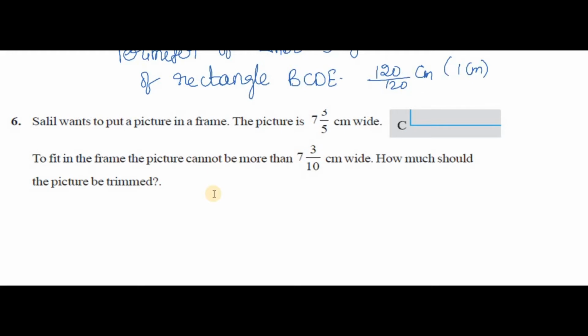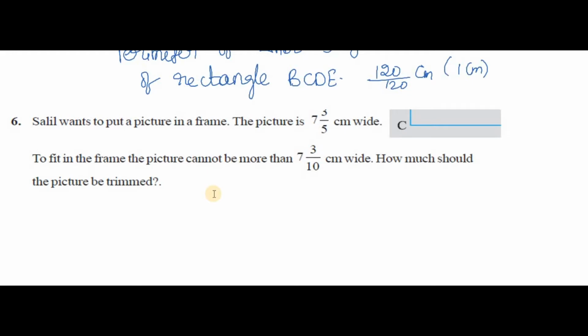We'll read it. Salim wants to put a picture in a frame. The picture is 7 3/5 centimeters wide. To fit in the frame, the picture cannot be more than 7 3/10 centimeters wide. How much should the picture be trimmed? Trimmed is nothing but it should be cut, okay?